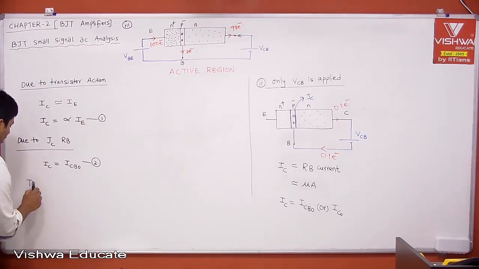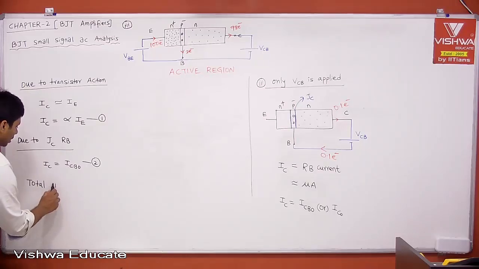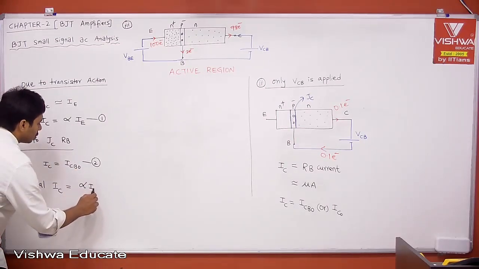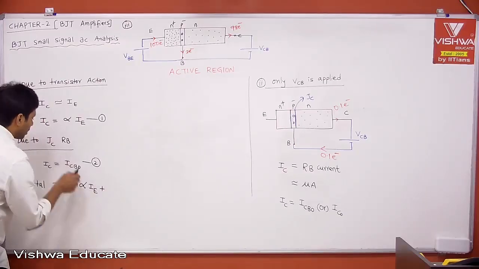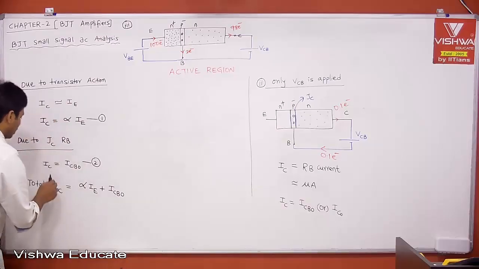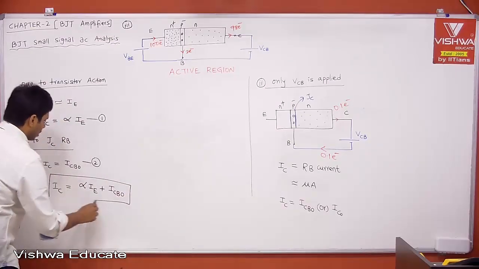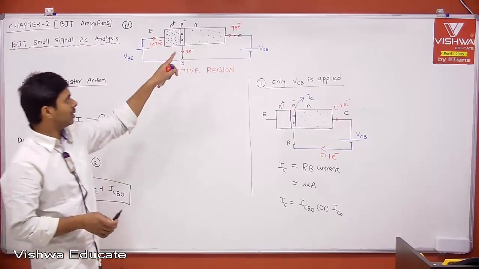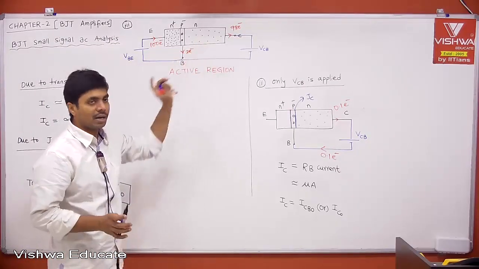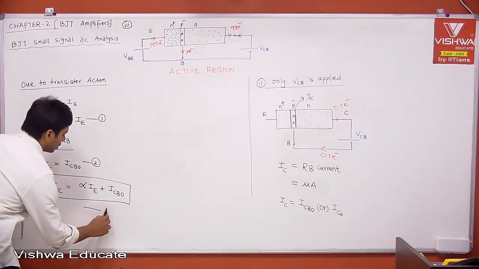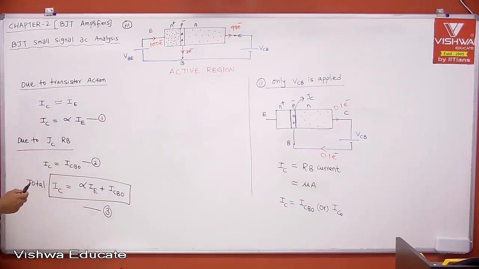Therefore, now the total collector current IC is equal to alpha into IE, that is due to transistor action, plus ICBO, that is due to reverse bias PN junction diode. Therefore, this is what our IC is in terms of IE. Right? What is your IC in terms of IE and then its own reverse bias current. That is straightforward. You can call this equation 3.